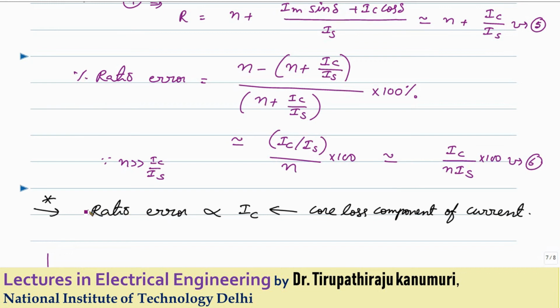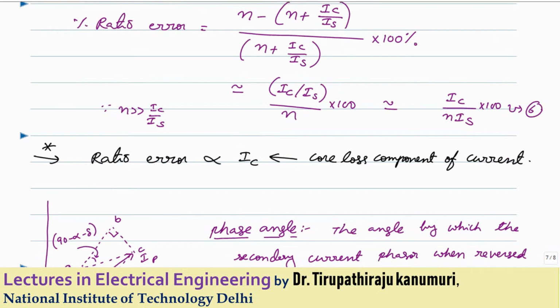This is one of the interview questions, or in competitive exams they will ask: in the CT, the ratio error is introduced due to what? The ratio error is introduced due to the core loss or the iron losses in the current transformer, that is Ic, the core loss component of the current.